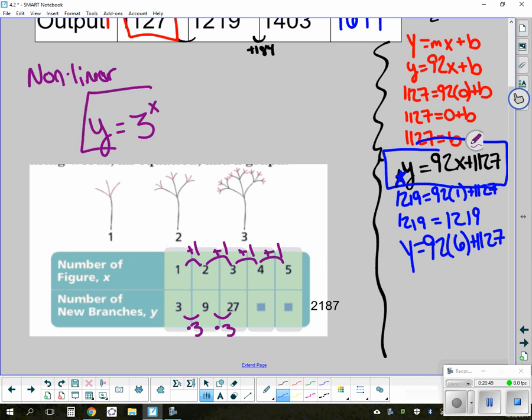All right, so using your function rule that you came up with, you're going to solve to figure out the rest of your chart here. So for your 4 here, you would be finding y equals 3 to the 4th power. And 3 to the 4th power is 81. You also could have just used your times 3 pattern here. Either way, it doesn't matter. Y equals 3 to the 5th or 81 times 3 gives you a value of 243. Okay, do 243 times 3 right here. 243 times 3 is 729.